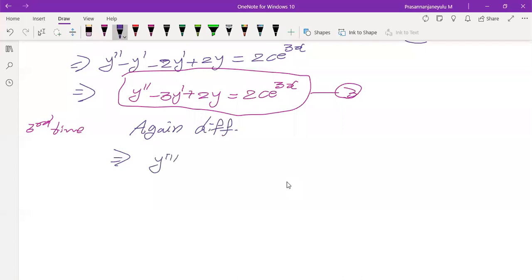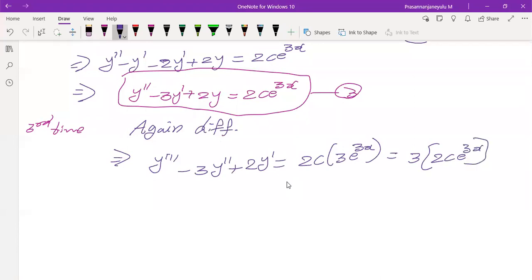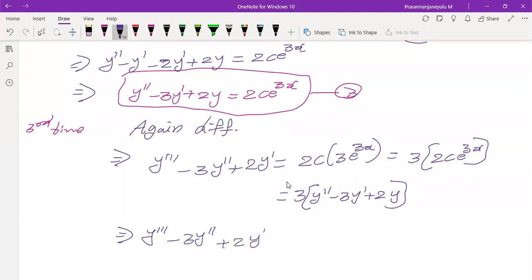y triple dash minus 3y double dash plus 2y dash equals, how can we write, 2c into, what is the differentiation of e power 3x? 3 e power 3x. But I'm writing it as 3 into 2c e power 3x. Can I write like that? So 3 into 2c e power 3x, from equation number 3, is y double dash minus 3y dash plus 2y. Left hand side is as it is. Then finally, I am writing y triple dash, left hand side as it is, minus 3y double dash plus 2y dash. Bring the right hand side part also to the left hand side.